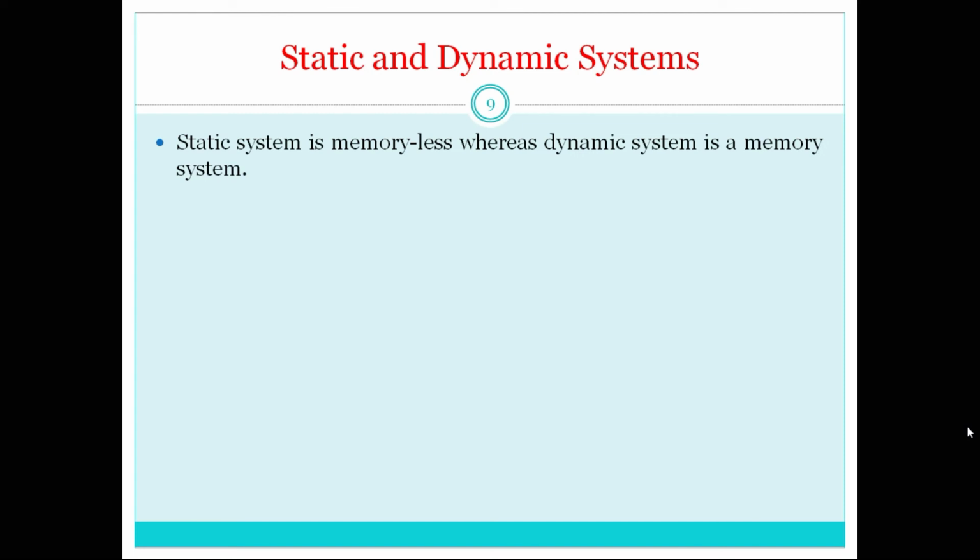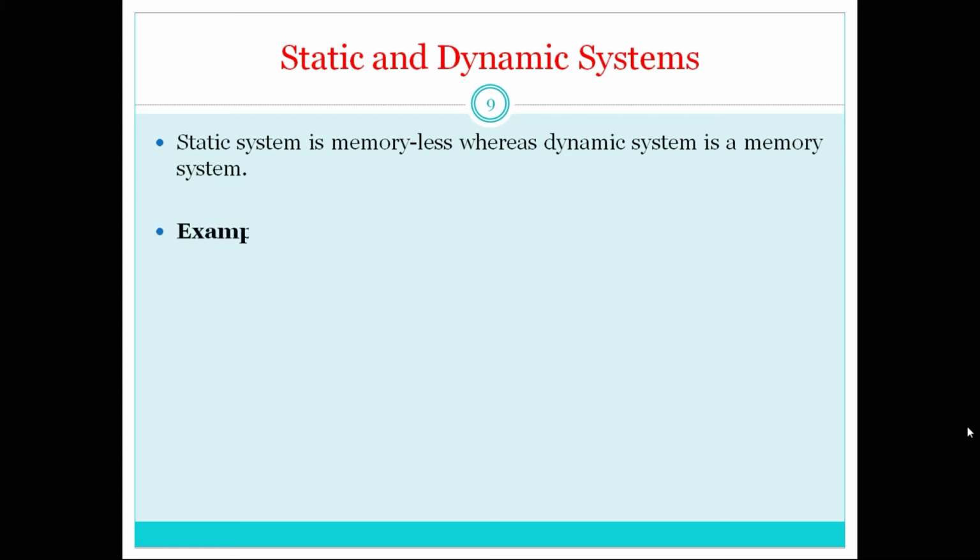Next, static and dynamic systems. A static system is memoryless, whereas a dynamic system is a memory system. Memoryless means it depends upon only the current value but not the previous value. Dynamic system means it has to store memory. That means it has to remember the previous things.